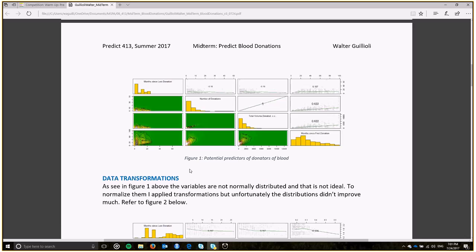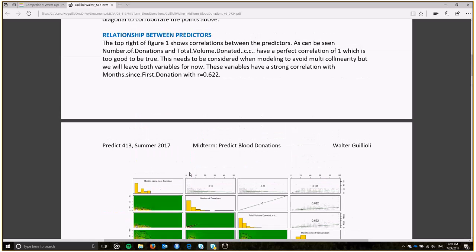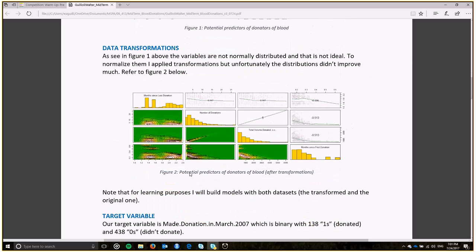In this figure, you can see what I was talking about. You can see none of the charts in the diagonal, the histograms, are normal. Another thing that is very interesting to see is that number of donations and total volume donated have a perfect correlation of 1, and that is just too good to be true. So at this point, I could just drop one of those variables, but I'm just going to let the software do that. I'm assuming this is part of the project.